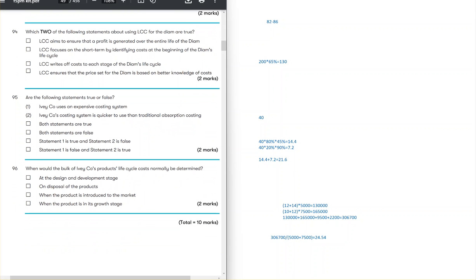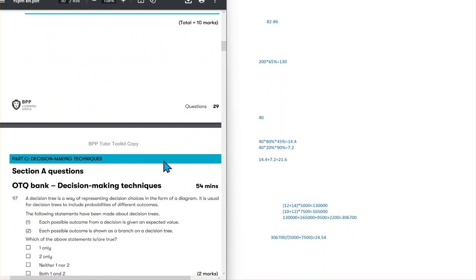When would the bulk of Iveco's product's life cycle costing normally be determined? At the design and development stage, on disposal of the product, when the product is introduced to the market, or when the product is in its growth stage. At the design and development stage. Remember, this is the whole purpose of life cycle costing, that we need to know about the cost at the development and design stage so we can make a better decision.